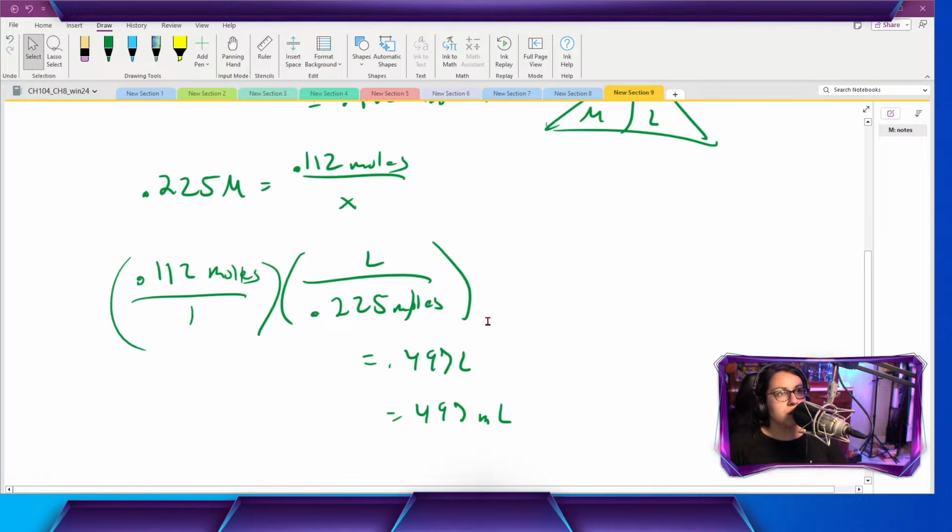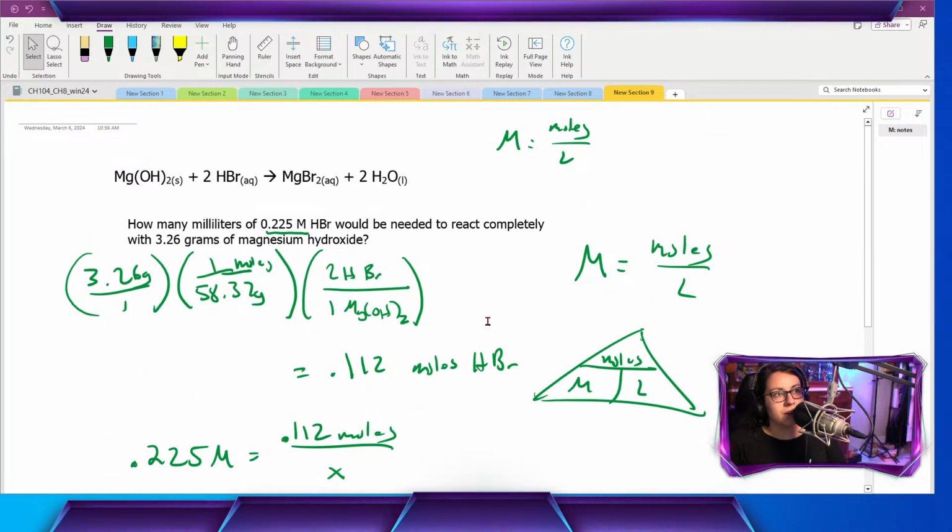All right, this is a good one to practice. Again, you want to be comfortable with the stoichiometry solution scenarios. And so just keep asking for help if you need it.